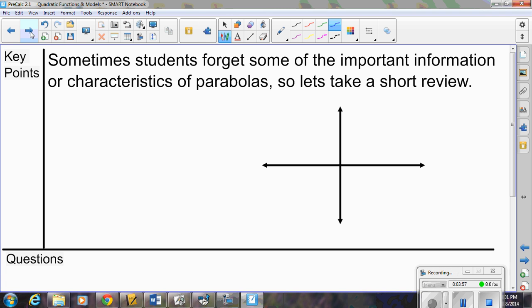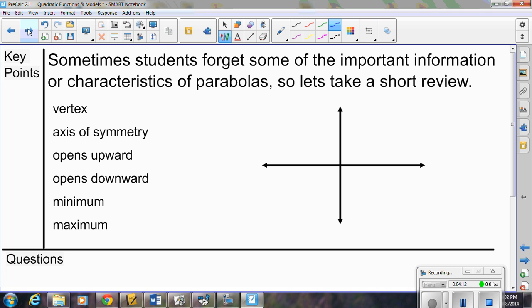There are some important pieces of information that sometimes students forget about parabolas. So let's take a minute and review some of the important characteristics, some of the important vocabulary to make sure that we understand when we're communicating with each other. Here's a list of vocab. Where is the vertex? Well, you'll remember, if we have our general U shape, the vertex is this point down at the bottom.